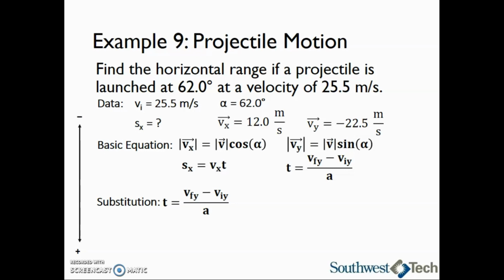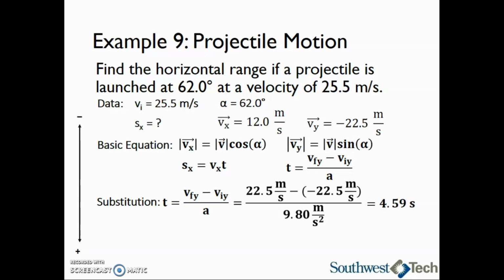We will define up as negative and down as positive, like the previous slide. This means our initial velocity in y is negative and the final velocity in y is positive. 22.5 meters per second minus negative 22.5 meters per second divided by 9.80 meters per second squared gives us a time of 4.59 seconds. Now that we know how long the projectile is in the air, we can solve for the distance traveled in x.